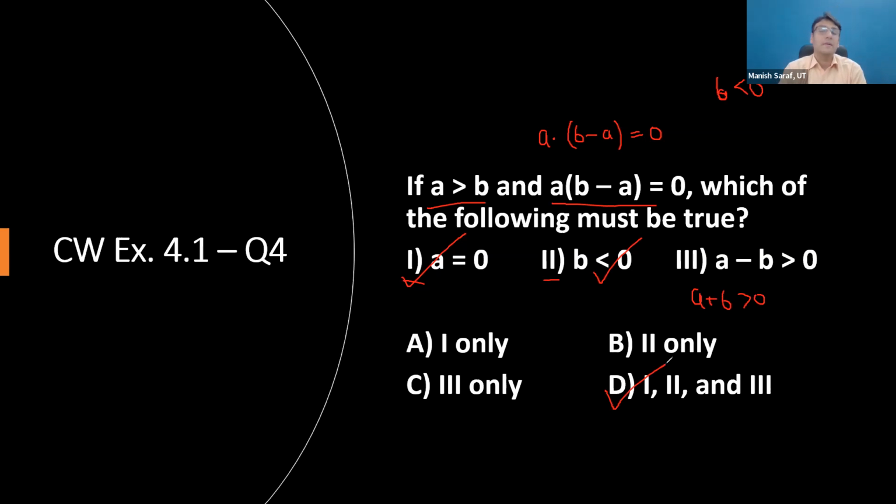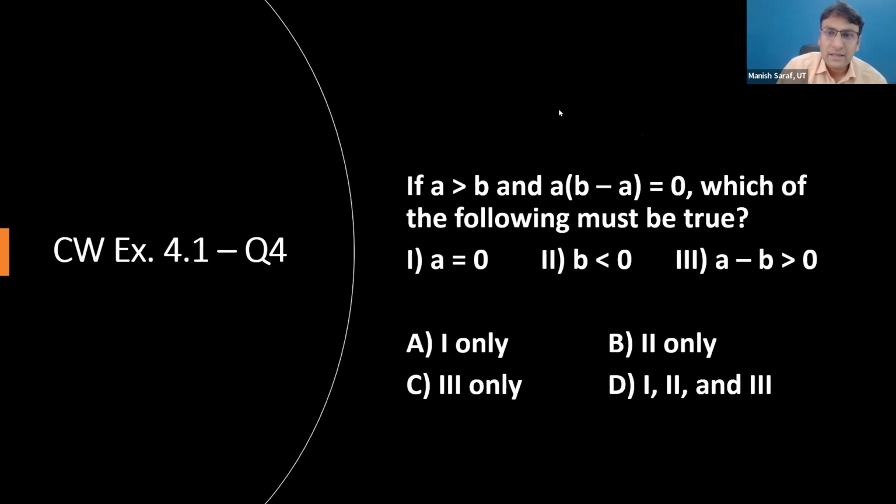Roman 1, 2, 3. All three are true. Yes, I got it. Sir, how is Roman 2 true? Can you explain Roman 2 again? अभी आते हैं. Roman 2 पे आते हैं. So this thing is clear to you. A is greater than B.